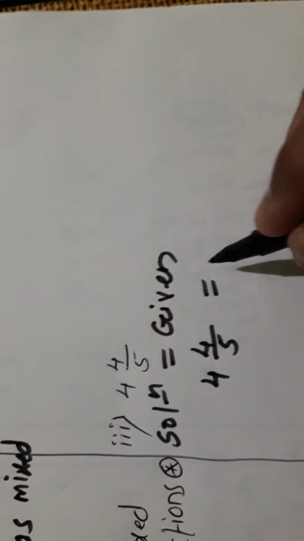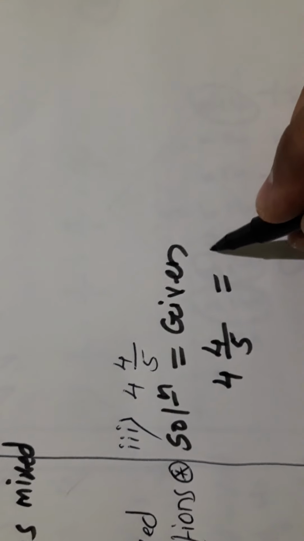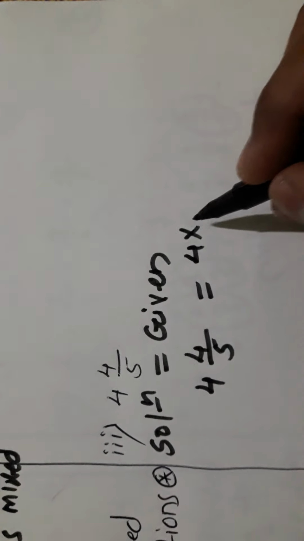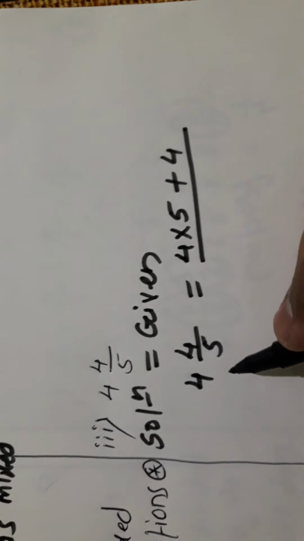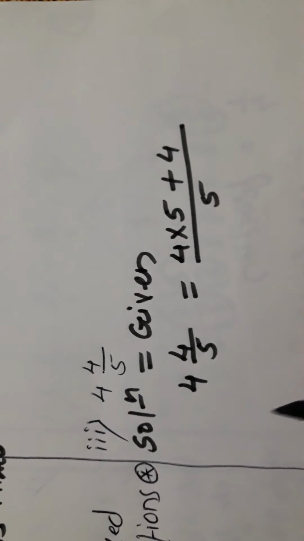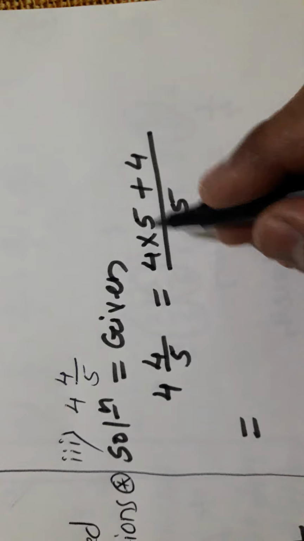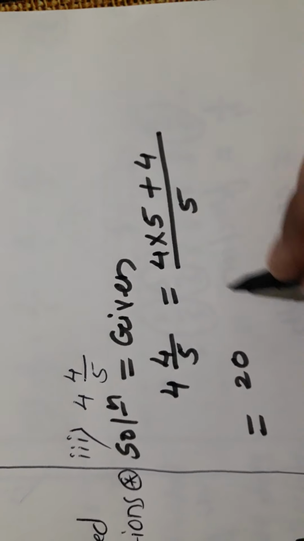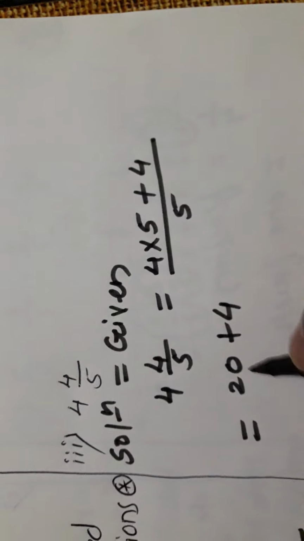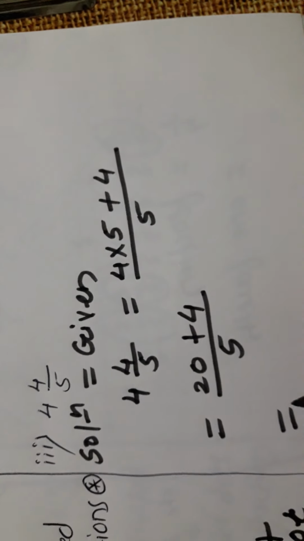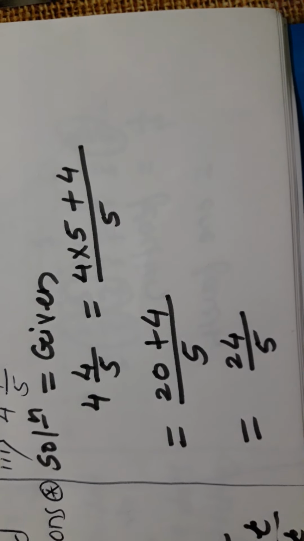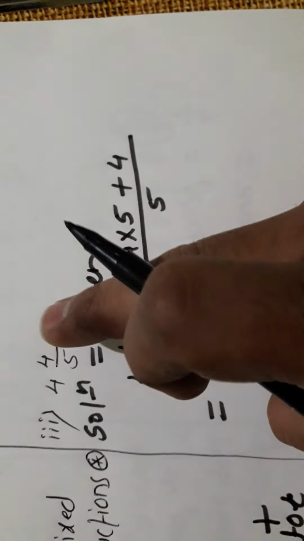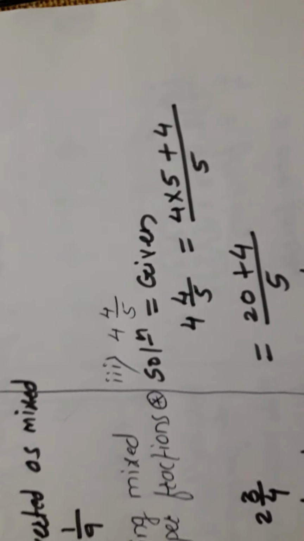According to the formula, what are we going to do? Whole into denominator, which is the whole 4, into denominator 5, plus numerator 4, divided by denominator 5, is equal to, solve this, 4 5s are 20 plus 4 upon 5, is equal to 20 plus 4, 24 upon 5. This is the improper fraction, this is the mixed fraction. Got the idea? Do you understand those examples?